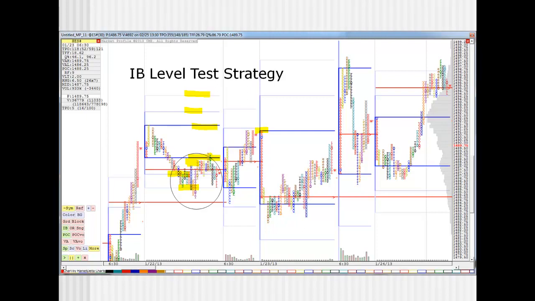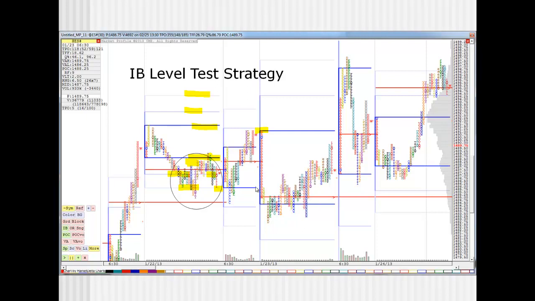Then look at what happens. This was the first, second test. We got two tests here, and now they have both failed. As soon as you see period G in this case break the low of period F, you know we are going to be dropping down, and sure enough we drop down to the 150% level, which is quickly followed by another drop to the 200% level.